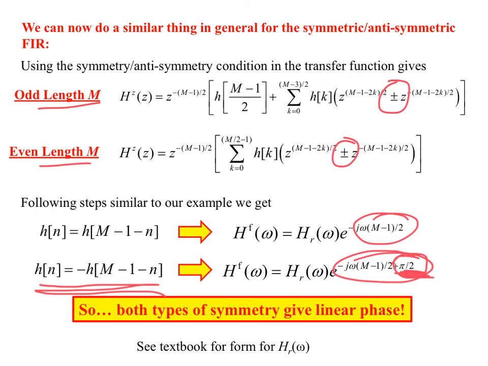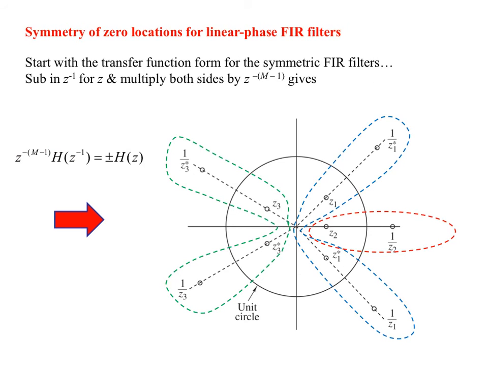Okay, so let's go to the next slide here. Now the other thing that we can do is we can actually do some manipulation of our transfer function given these kinds of symmetry. So if we start with the transfer function forms that we showed just a minute ago, if we sub in z inverse for z, so everywhere there's a z, if we put in z inverse, and then we multiply both sides by z to the minus m minus 1, we can actually show that this result holds.